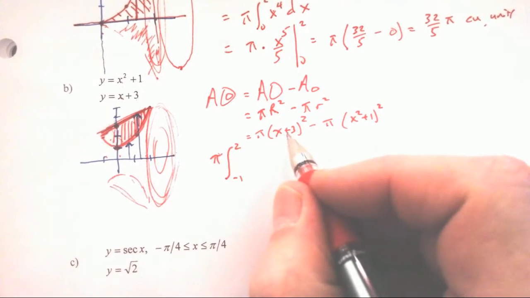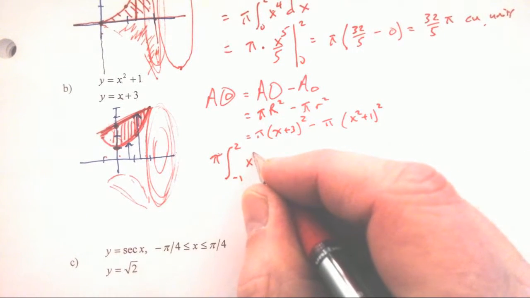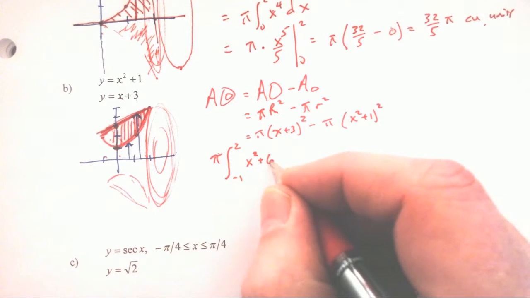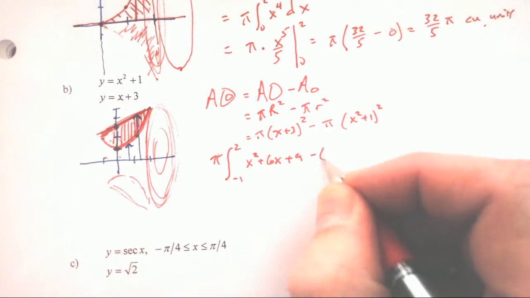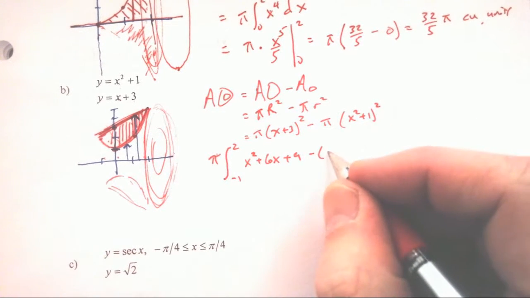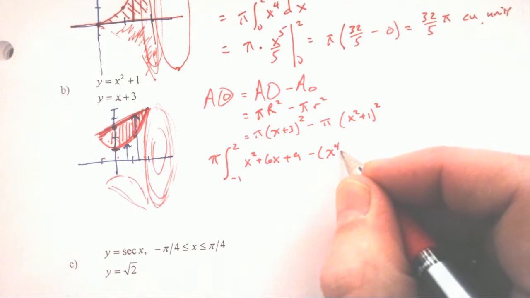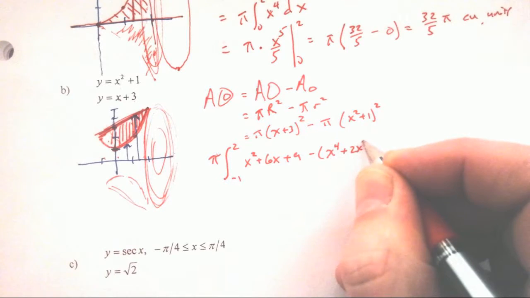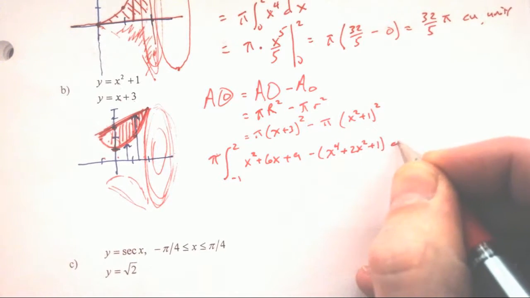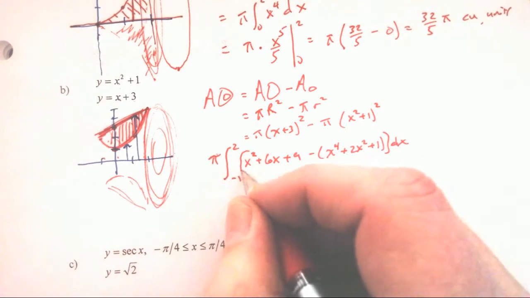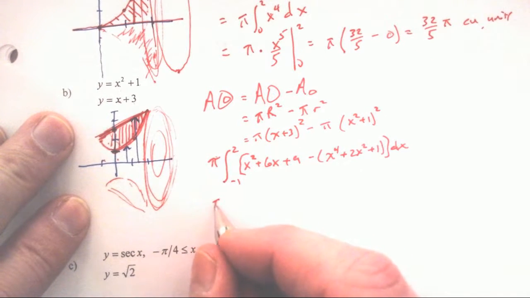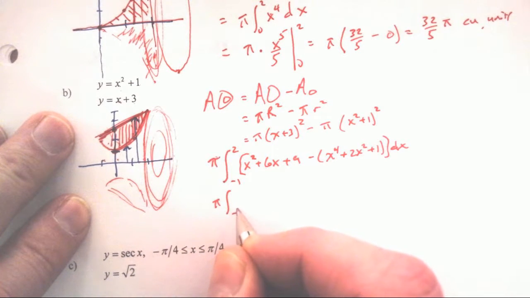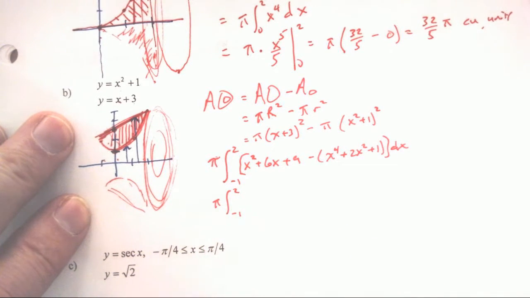And I get, let's FOIL this, I get x squared plus 6x plus 9 minus all of, FOIL this, x to the 4th plus 2x squared plus 1 dx. And we could go ahead and integrate that now, but we probably have some like terms we can combine. So I get pi from -1 to 2.